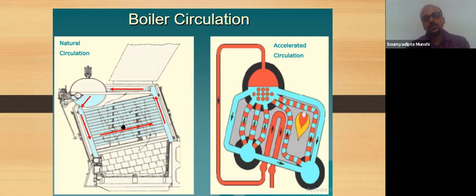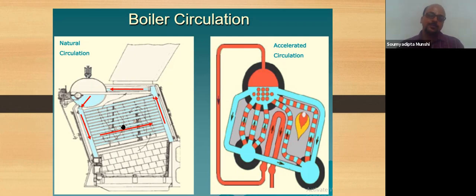So the circulation takes place at such a rate that the driving force and the frictional resistance are balanced, because when water flows through the tube, everything has some friction. So the driving force, the force due to which the water comes down through the water tube, and the friction are balanced. That means the friction gets neutralized with the force or the pressure due to which it comes down to the water tube from the drum.